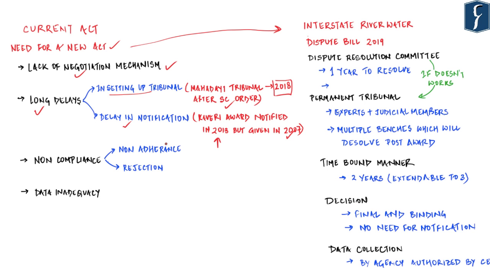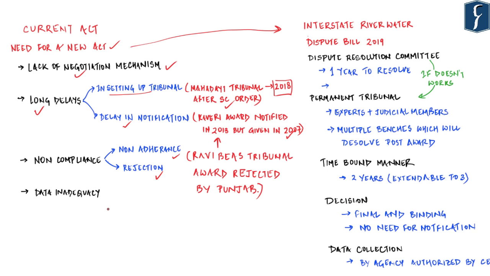After the award has been notified, there have been a lot of instances where states have rejected the award and refused to obey the orders of the tribunal. So we can say that there are loopholes in the present framework which allow for non-adherence as well as rejection of the award. The case in point can be the rejection of the Ravi Vyas Tribunal Award by the Punjab government.